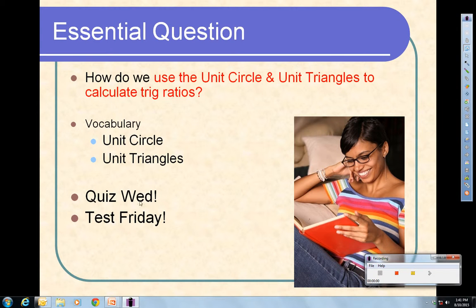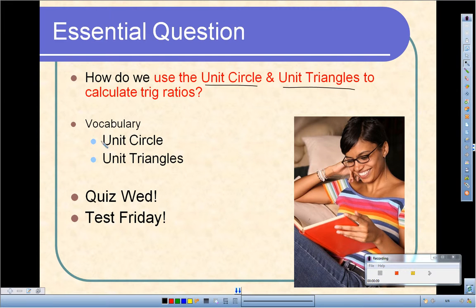Alright guys, your essential question for today is, how do we use the unit circle and unit triangles to calculate trig ratios? Your vocabulary includes the words unit circle and unit triangles, and just remember, you will have a quiz and a test over this material.